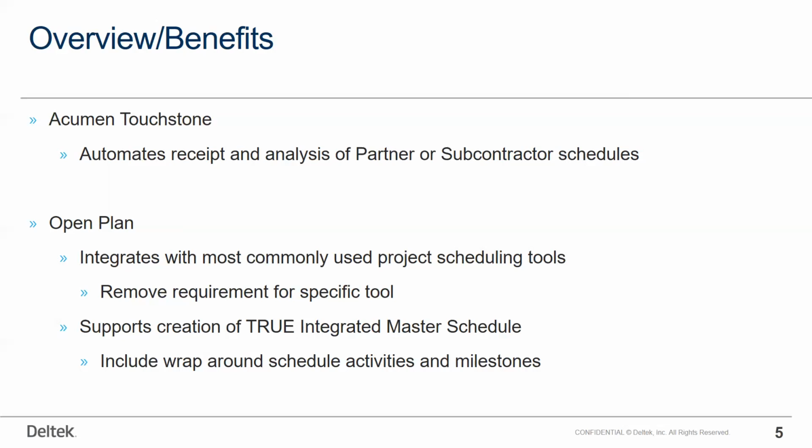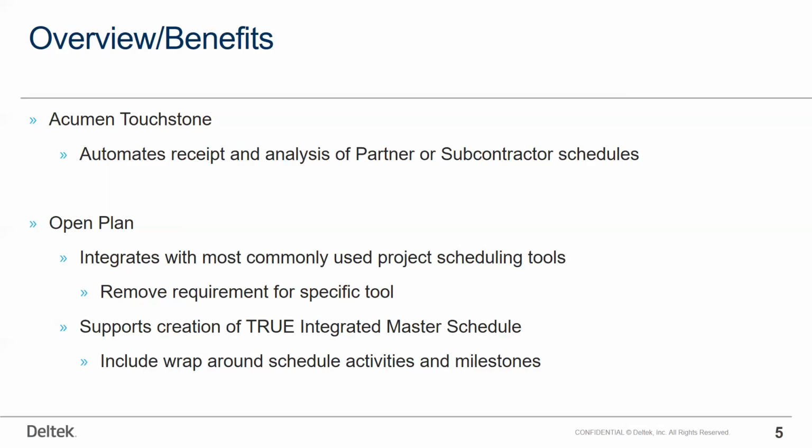Some of you might already be familiar with Acumen Fuse, Risk 360, and Touchstone is in that same family of tools. The schedule quality analysis functionality provided by Acumen Fuse is the basis for the quality checks that Touchstone runs when a schedule is submitted through it.